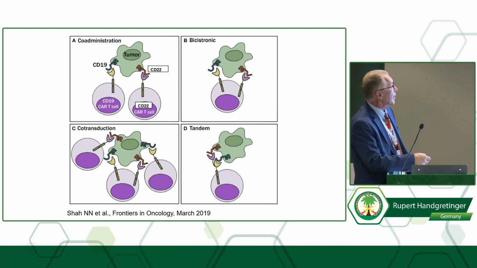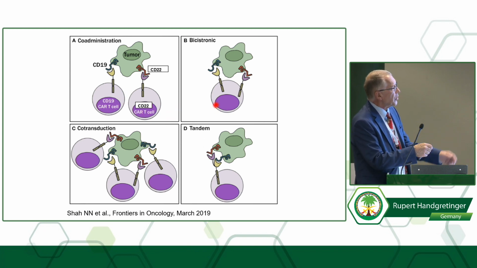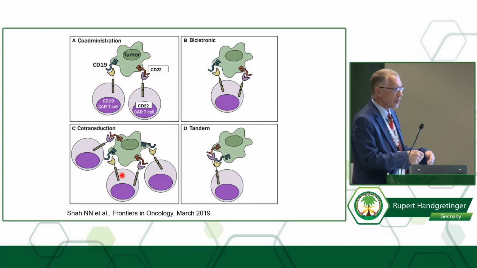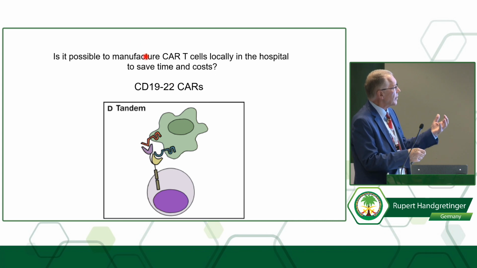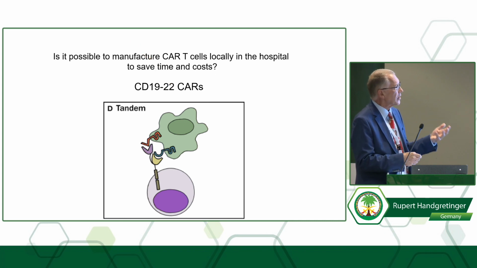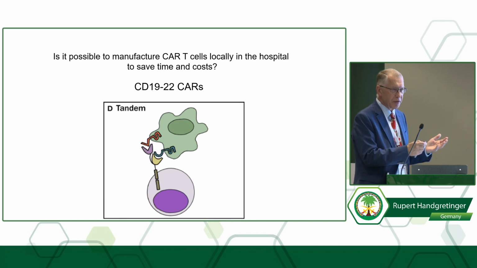Okay, so they use 2 CARs, and then we also have the bicistronic approach, where we put 2 vectors in the same T cells, or a co-transduction, where cells are randomly assigned one or the other or both, or a tandem vector, where these constructs are aligned, like shown here for CD19 and CD22. We have used this tandem vector, CD19-22, and asked the question: is it possible to make these CARs locally in the hospital to save time also for the patient?